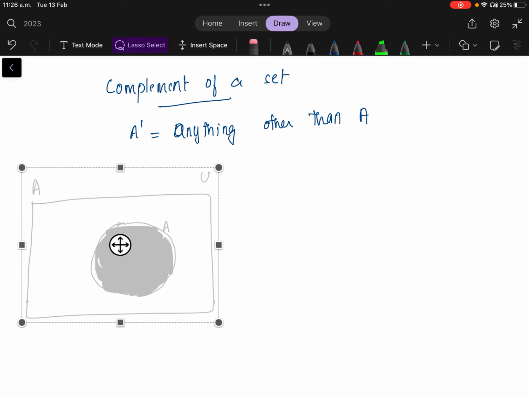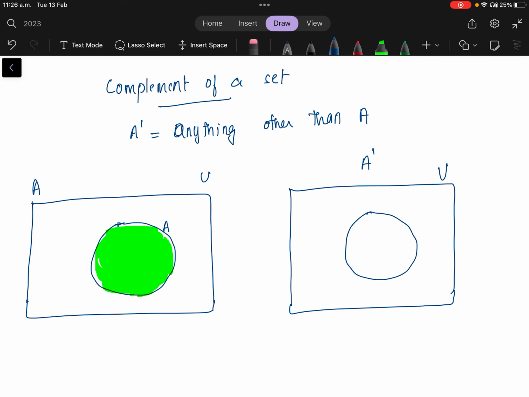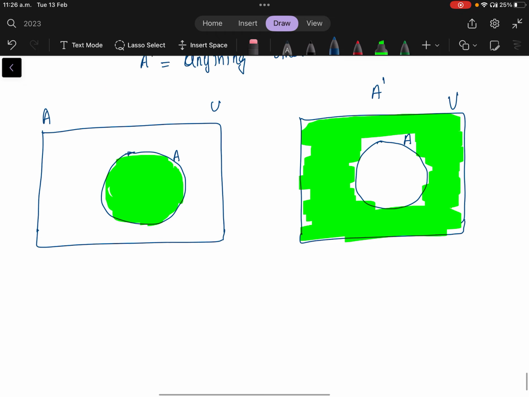So this is set A. Now let me draw the second one. This is the universal set and I'm going to represent A complement here. So this is set A. Now A complement means anything other than A, which means that whatever is there in A you will not mark, but anything outside of A. So these things are A complement. Anything outside of A. Please remember this.